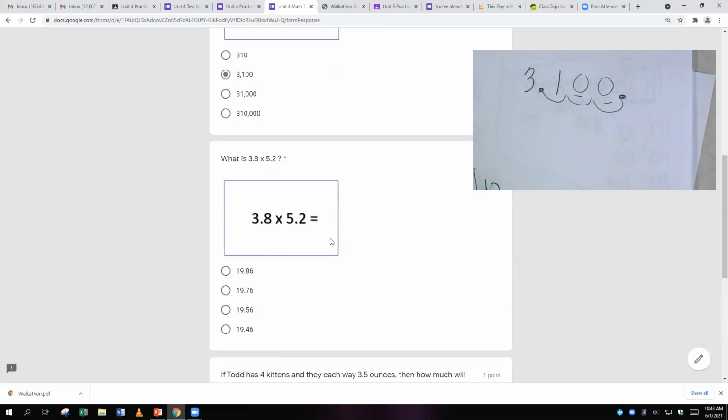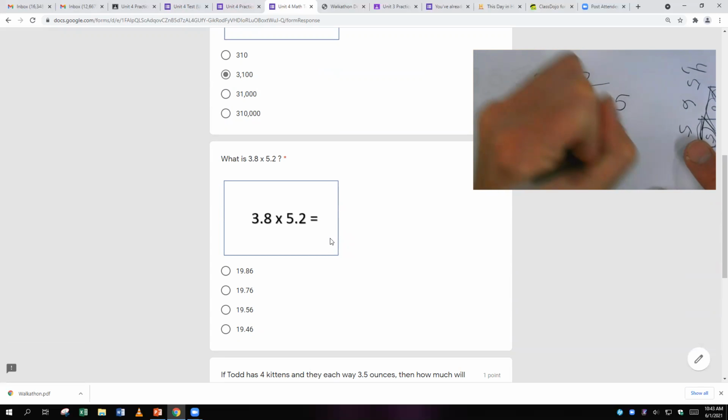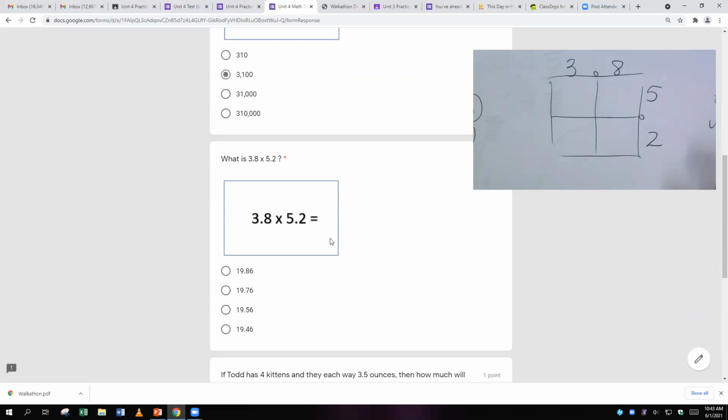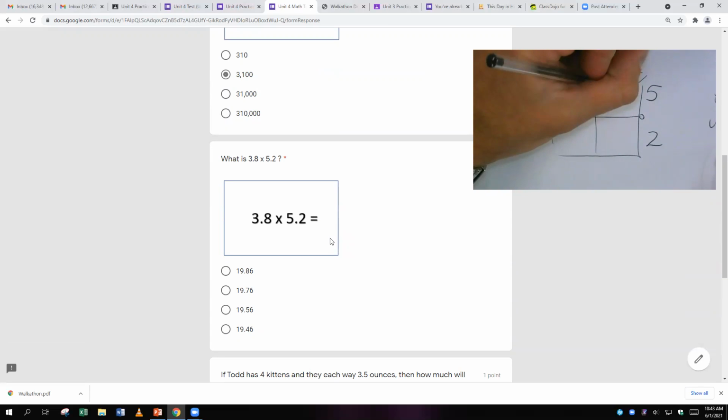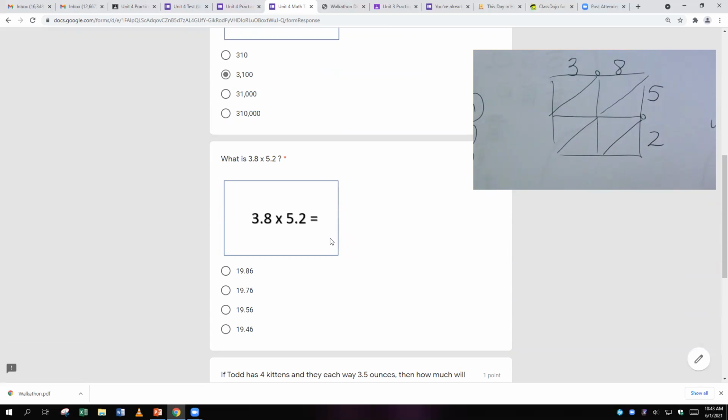And then 3.8 times 5.2. You don't have to even include your decimals in this problem because the first step is to ignore the decimal. And then when you're done and you find your answer, place your answer in the right spot in your problem. Or put the decimal in the correct spot in your problem.